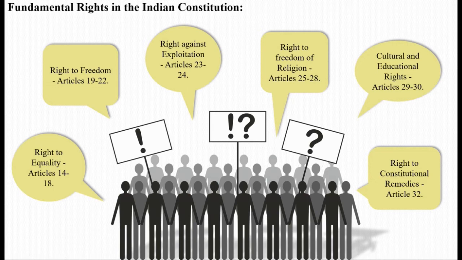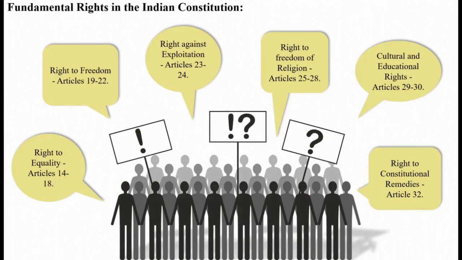The above 3 points do not apply to: A. Any person who is an enemy alien. B. Any person who is arrested or detained under preventive detention. Third, right against exploitation. Article 23(1) provides that traffic in human beings, begar, and other forms of forced labor are prohibited, and contravention is an offense and punishable in accordance with law.